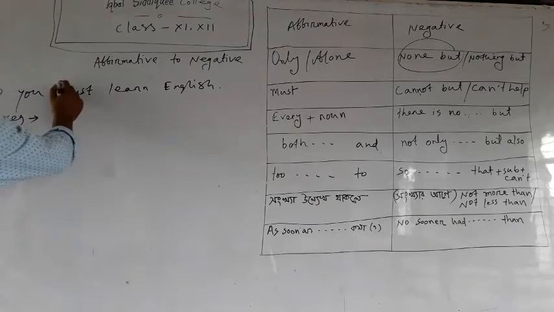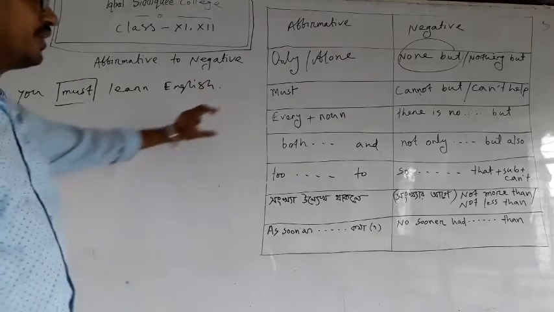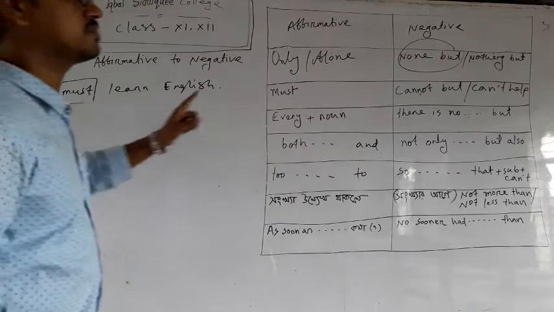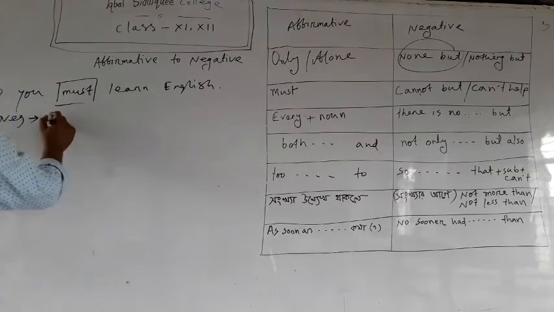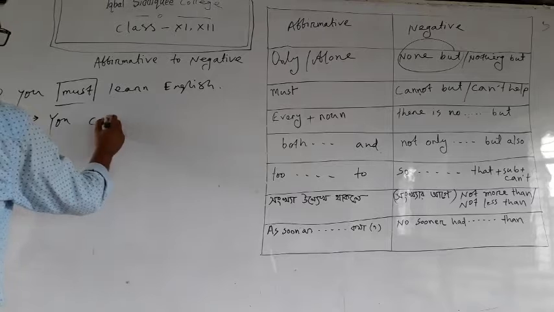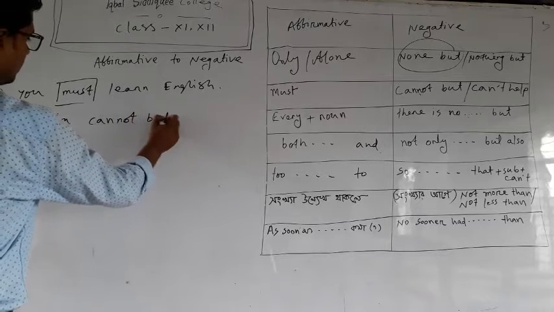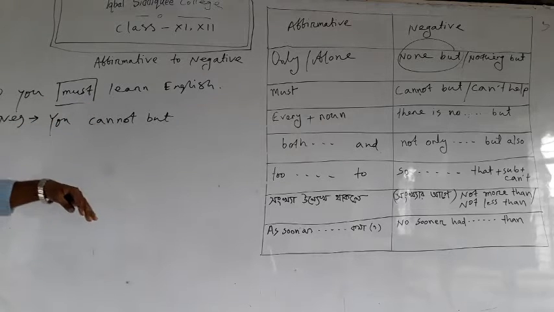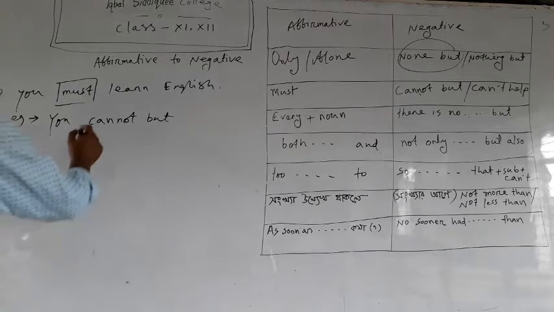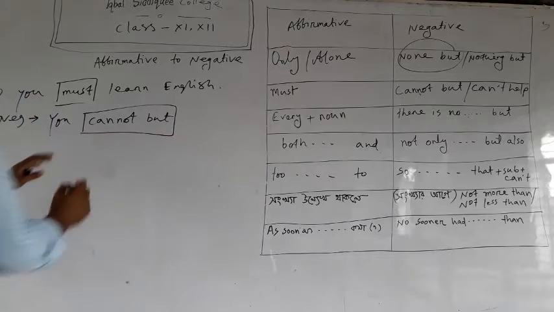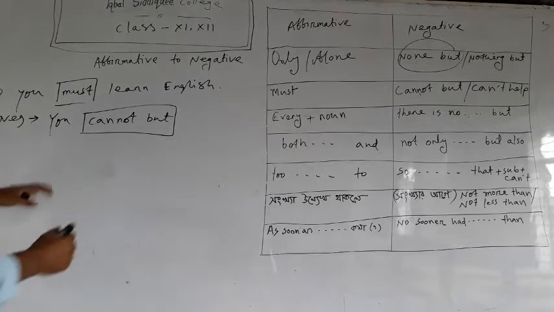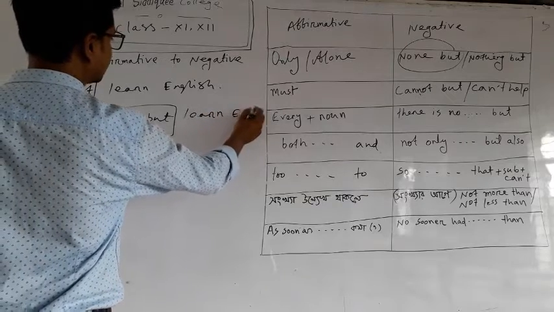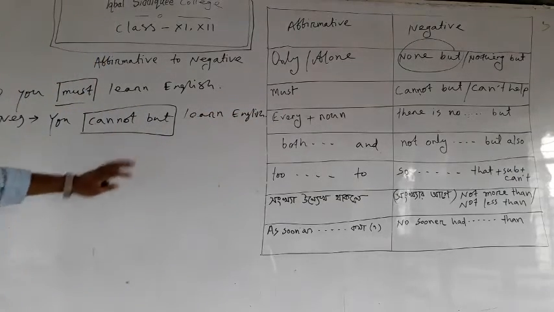So here we got a word which is included in this chart, and in lieu of must you have to use cannot but. So we use cannot but. You see, students, we just replace cannot but with must. We made nothing more than that. I say it again. So you cannot but learn English. You cannot but learn English.